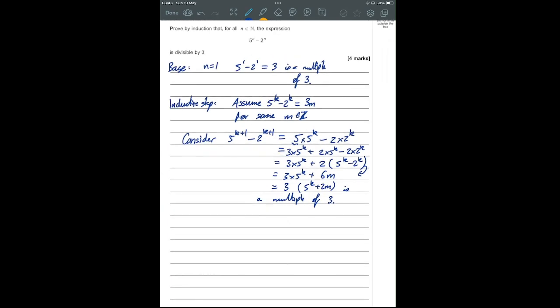So therefore, as n equals 1 is true and n equals k implies n equals k plus 1, the 5 to the n minus 2 to the n is a multiple of 3 for all natural numbers n by mathematical induction.